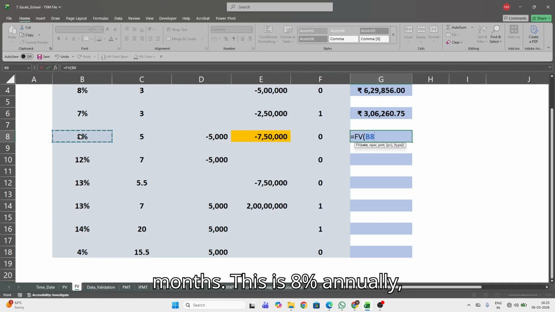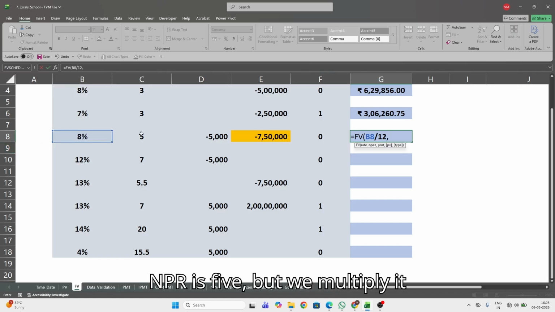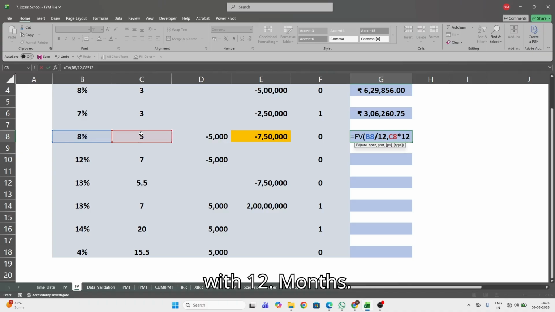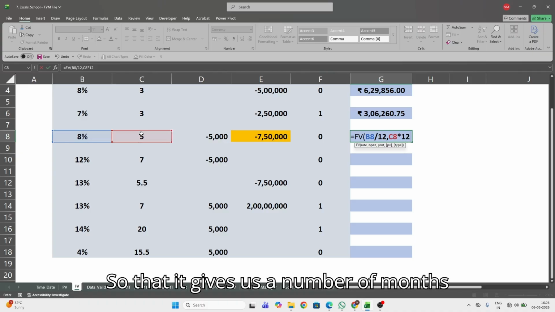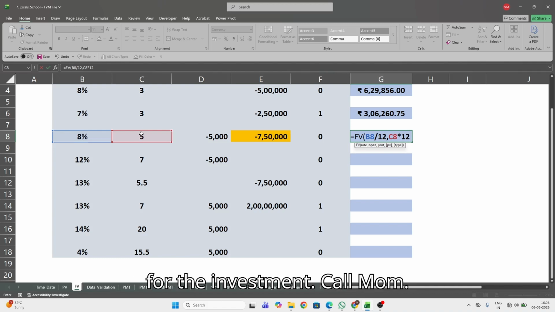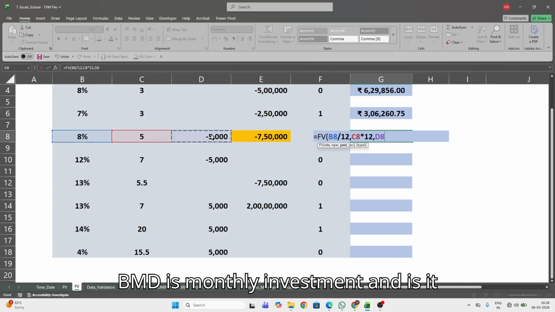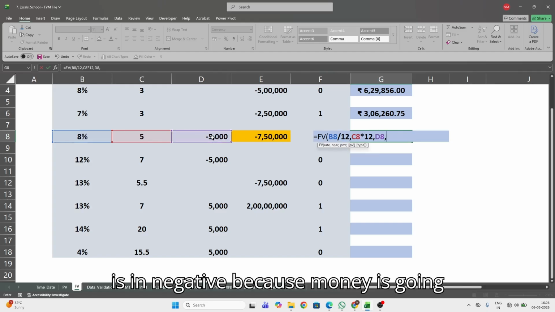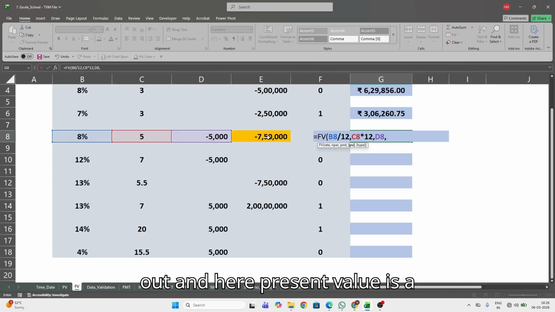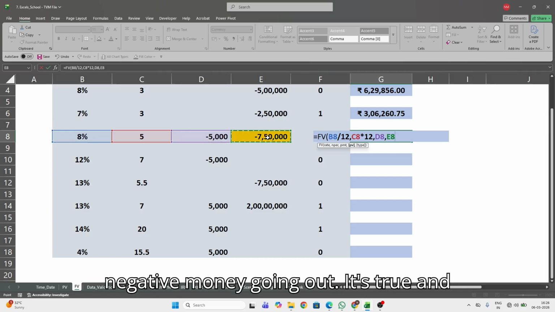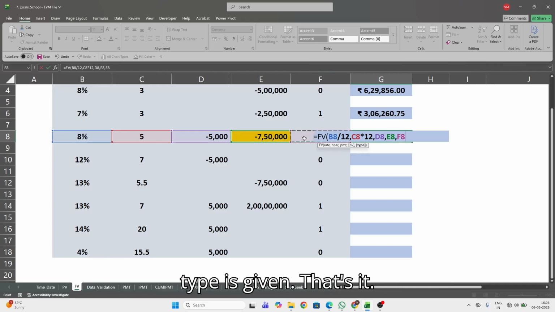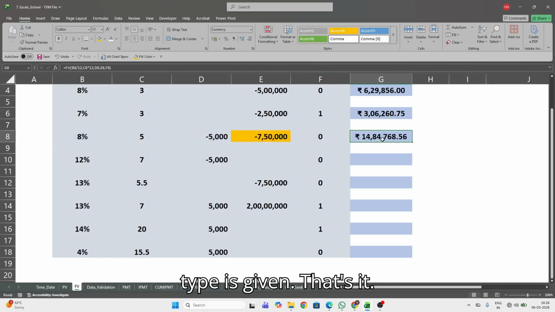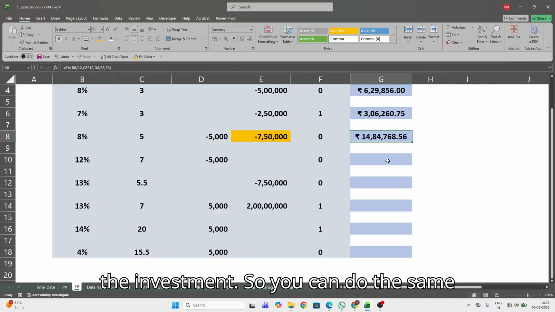This is 8% annually, so we convert it into monthly by dividing by 12. NPER is 5, but we multiply it by 12 months, so that it gives us the number of months for the investment, comma, PMT is the monthly investment, and it is negative because money is going out, and here present value is negative, money going out, it's true, and type is given. That's it. This is your future value of the investment.